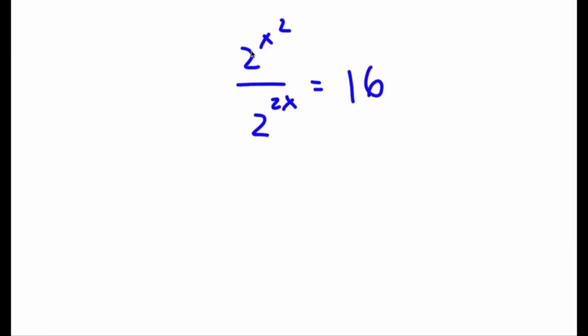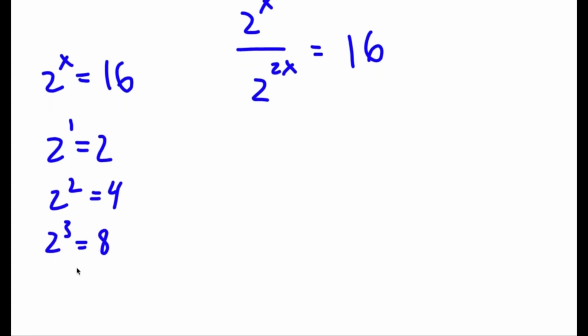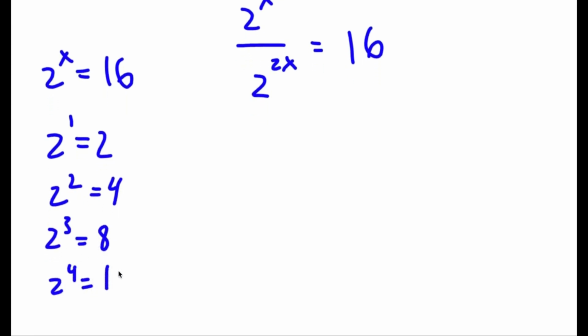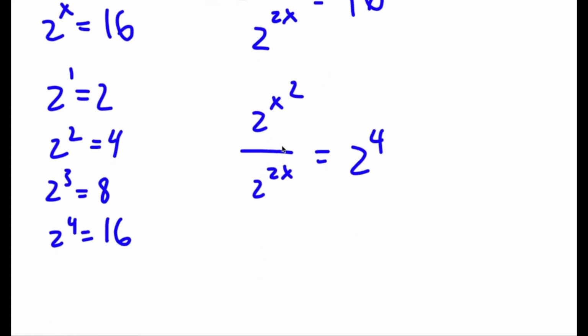Now as you can see, both our bases for both these terms are 2. So I'm actually going to try and convert 16 into a term that has a base of 2. In other words, 2 to the power of what equals 16? Well, 2 to the power of 1 is equal to 2. 2 to the power of 2 is equal to 4. 2 to the power of 3 is equal to 8. 2 to the power of 4 is double of 8, which is 16. So I'm going to change 16 to 2 to the power of 4. So now all our terms are in bases of 2.